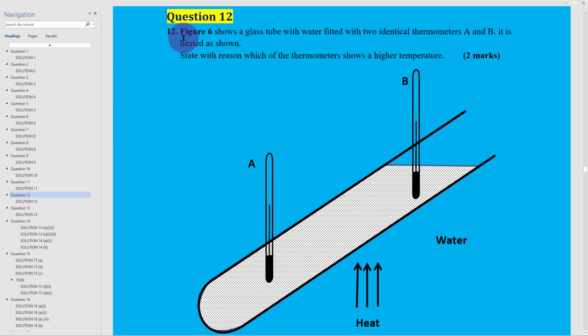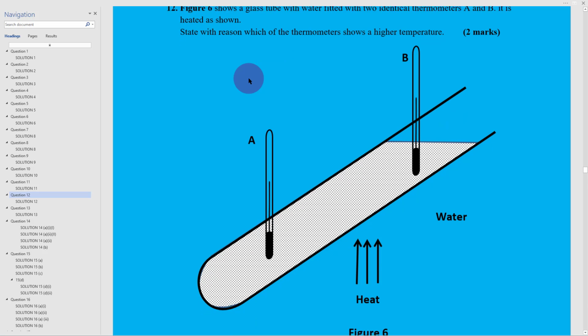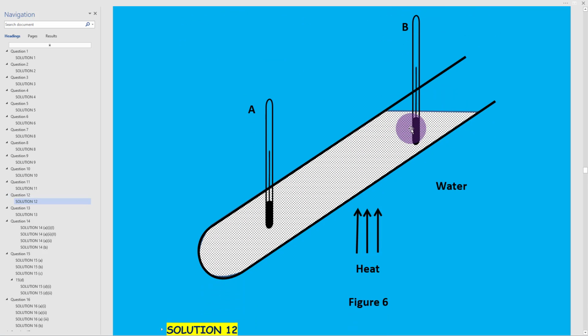In question 12, we are told that figure 6 shows a glass tube with water fitted with the two identical thermometers A and B. It is heated as shown. State with the reason which of the thermometers shows a higher temperature here. So when we heat water at this point, we'll find that the water above this level here will be heated by convection currents. Convectional currents are going to take place.